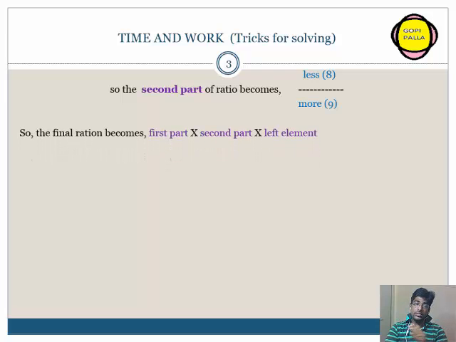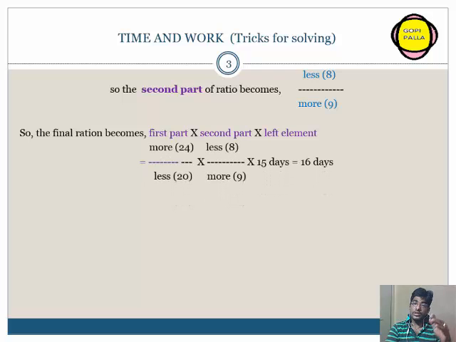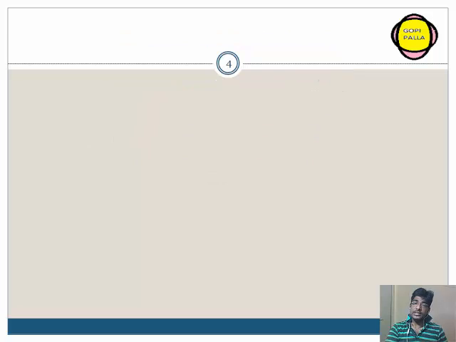So we'll club both parts of the ratio to form the final ratio: the first part into the second part, that is 24 by 20 into 8 by 9. The leftover element is the 15 days that they have given in the data. If you simplify it, we'll get 16 days.